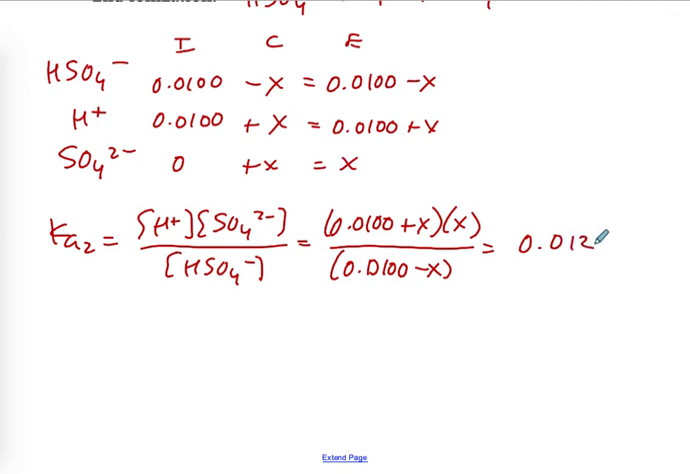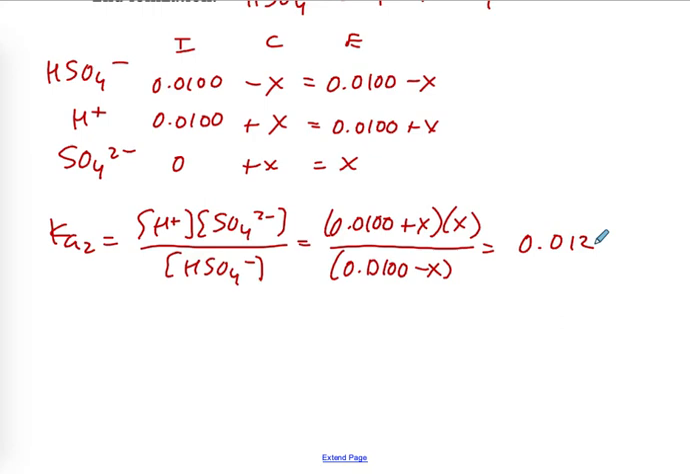Now, you may be tempted at this point to say, oh, I'll make the simplifying approximation. I will cancel x relative to 0.01. Well, if you do that, you will see pretty quickly that you will get a value of x equal to 0.012, which is not only not negligible in comparison with the initial concentration, it's greater than the initial concentration. So that clearly doesn't work.